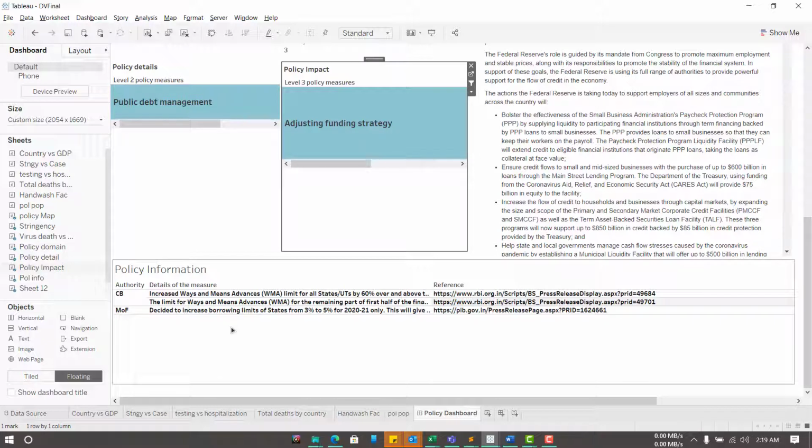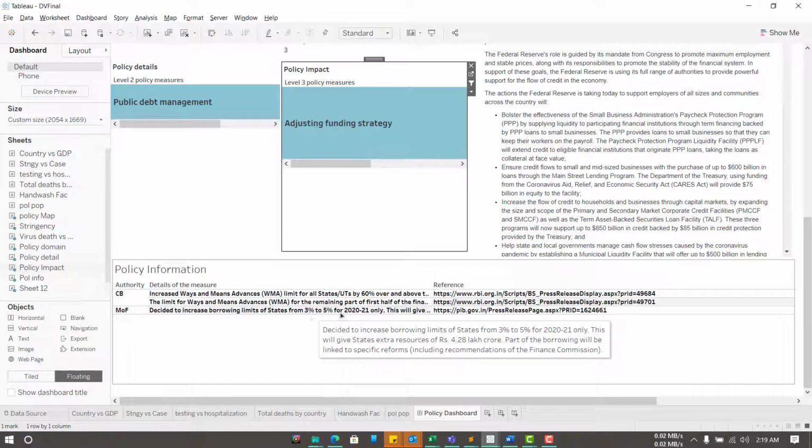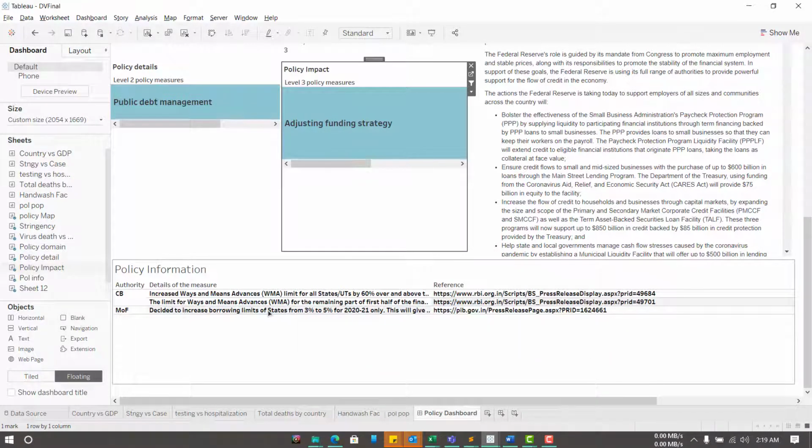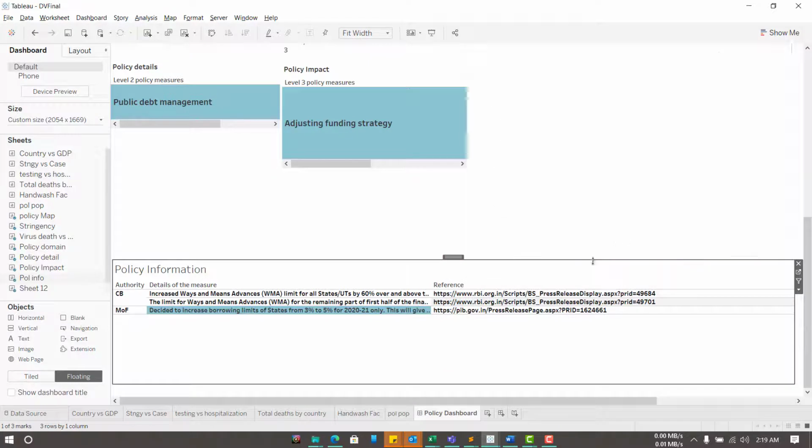Just for the sake of this example, let's narrow down on this last one, which is from the Ministry of Finance, which says that decided to increase borrowing limits of states from 3 to 5%. So I want more information about this policy. So I'll just click here, and we can see a web page loading here.